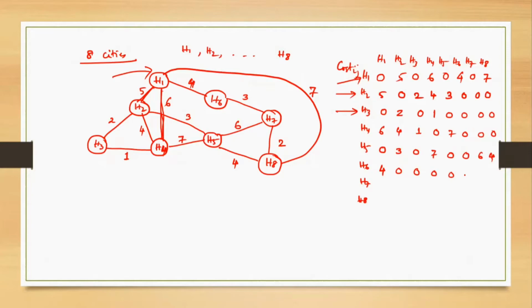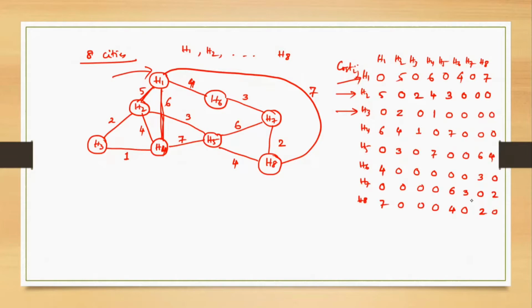If I'm not wrong, 0, then 3, then 0, then 4, no association. Then it is 6. Then it is 3. Then itself it's a 0. Then it is 2. Then it is 7. 0, 0, 0. 4, 0, 2, and no association. So this is actually the cost matrix.